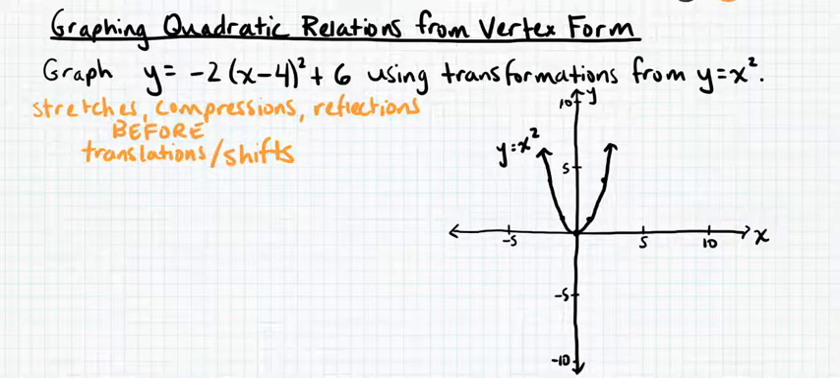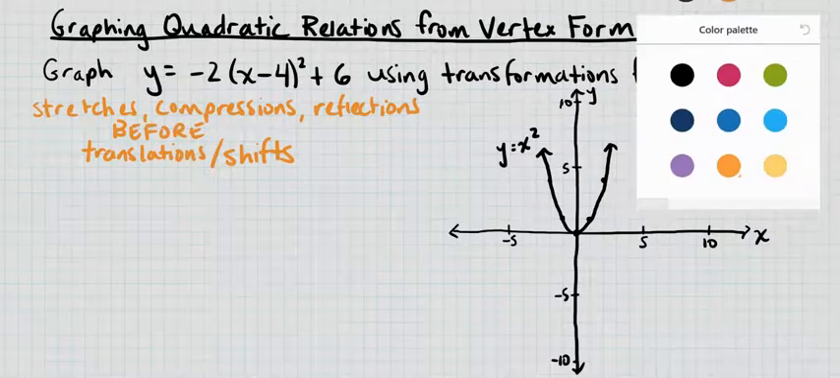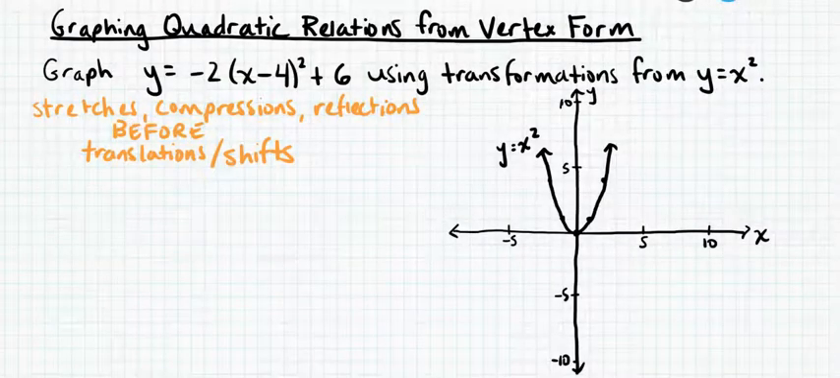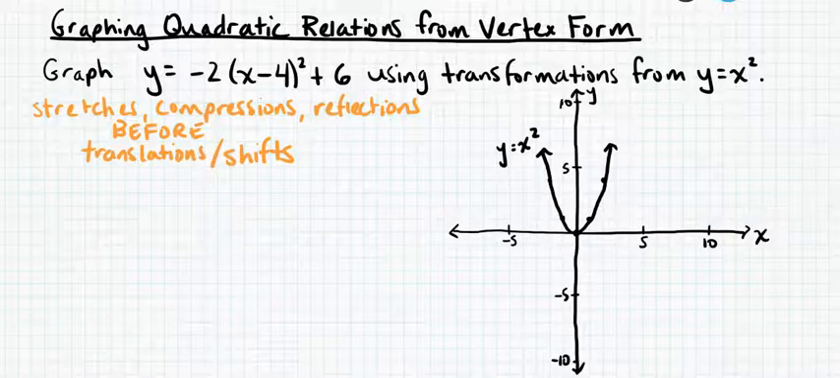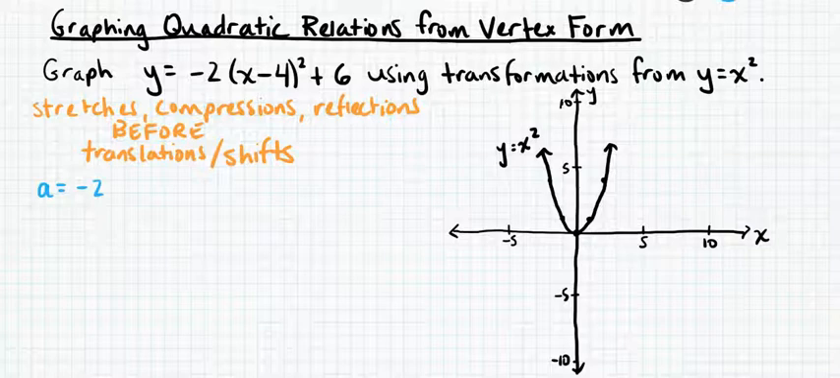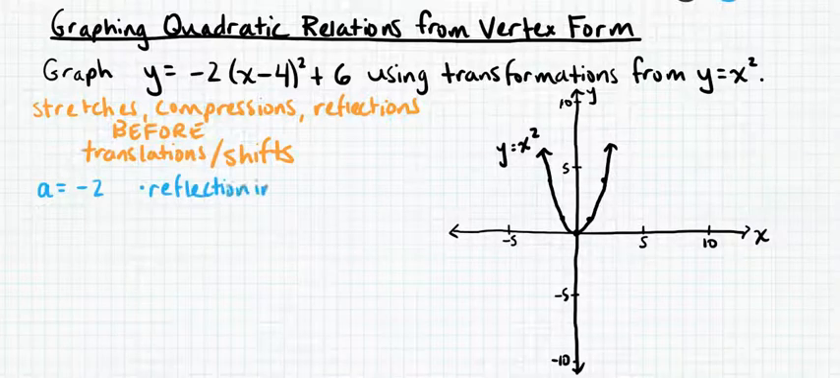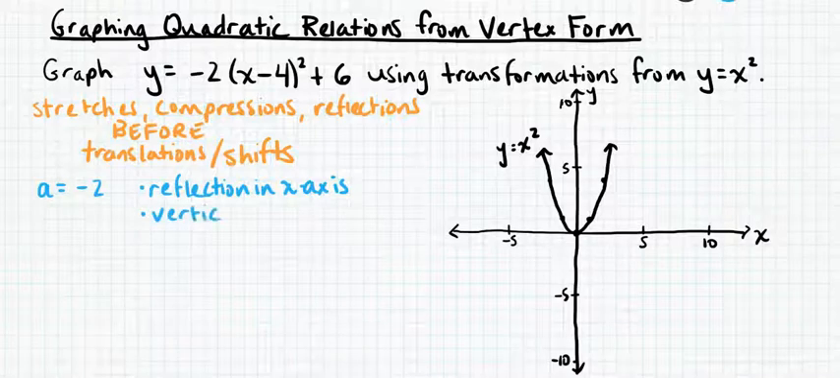Okay, so for this particular graph, we are going to be graphing y equals -2 times (x minus 4) squared plus 6. And we have these three values of a, h, and k in our equation that tell us what transformations are happening. We have that a is -2, and that tells us that the negative part means there is a reflection in the x-axis, and the 2 tells us that there is a vertical stretch by a factor of 2.